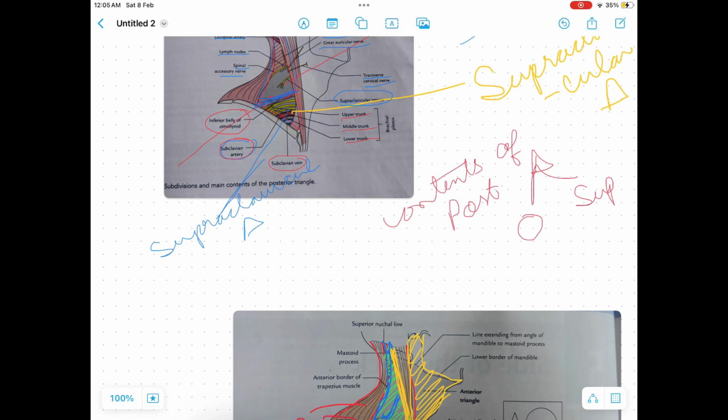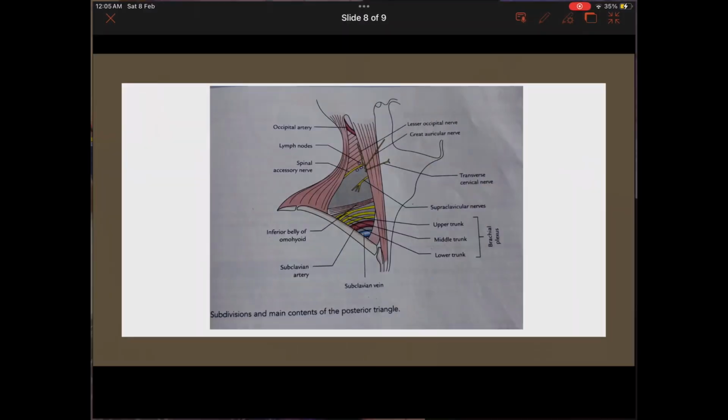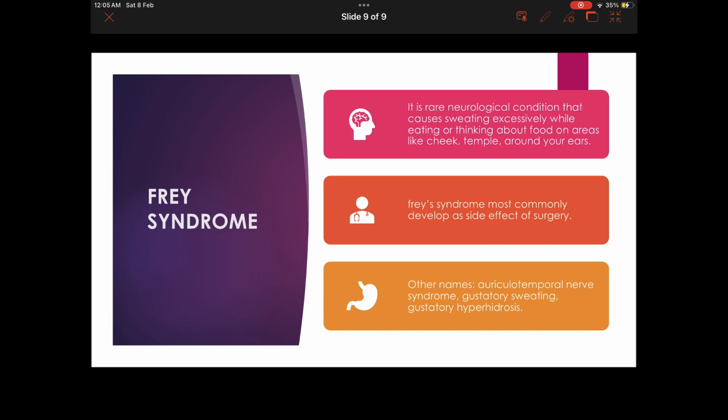now one more very important question that comes from posterior triangle is Frey syndrome. Students, it is very important. It comes in short note. It can come in a 3 marks question, it can come in a 5 marks question also. So it is very important to know what is Frey syndrome. It is a part of posterior triangle only. Okay, it is a rare neurological condition that causes sweating excessively while eating or thinking about food on areas like cheeks, temple, and around your ears. And this syndrome most commonly develops as a side effect of surgery. And surgery of what? Surgery of the parotid gland.